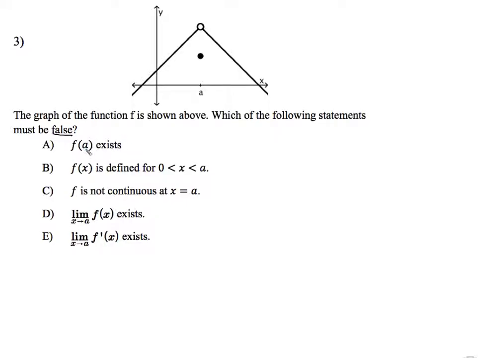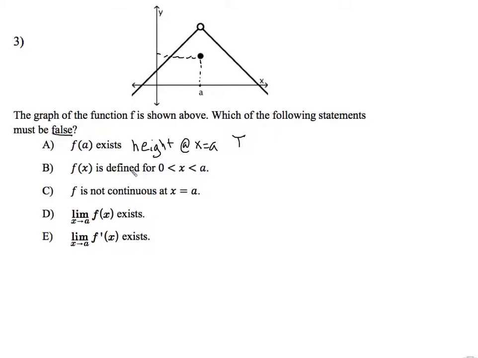F of a exists. Translate f of a again. Height at a. So I'll translate that here. Height at x equals a. So does a have a height? If I go straight at a, if I draw my wall, does it have a height? Yes. It has a height of wherever that point is. So that is true. I'm going to do a capital T. So we're looking for something that's false.